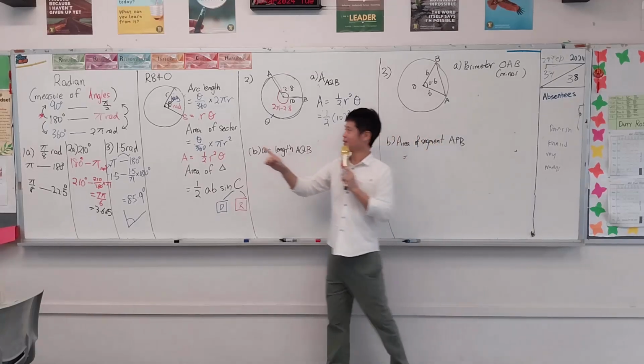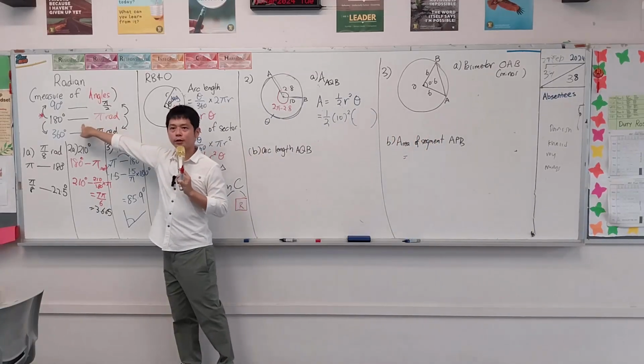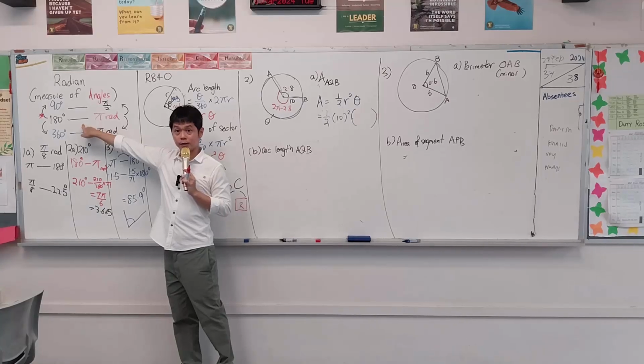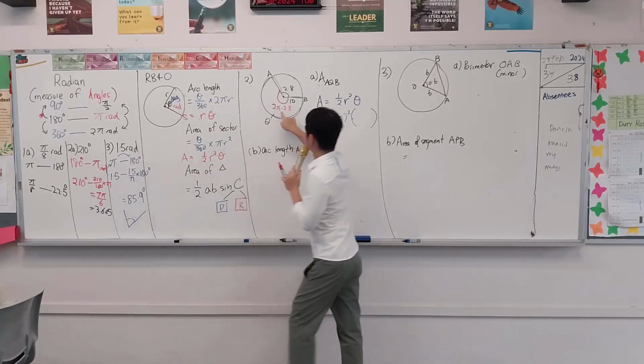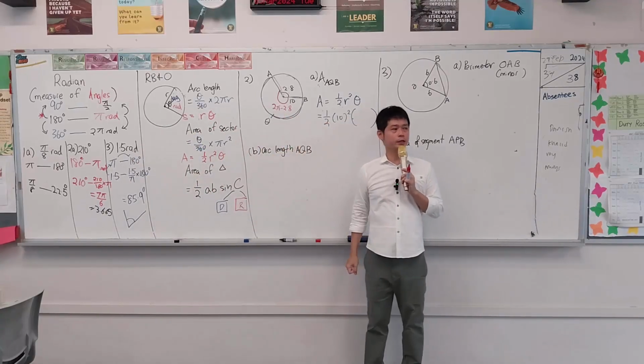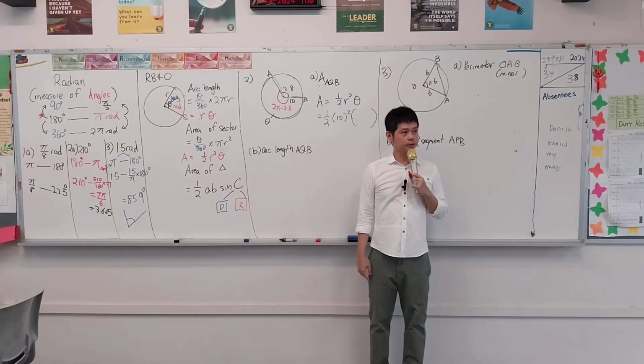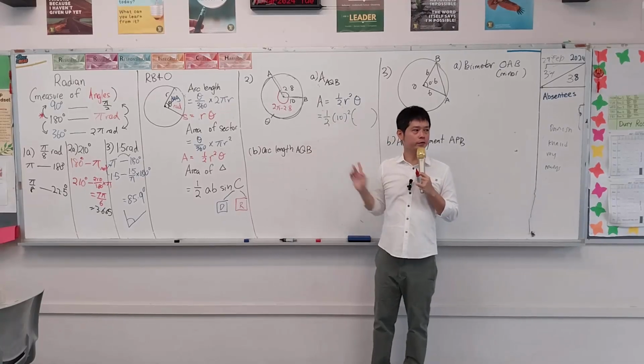I need you to memorize two things for today. Number one, 180 degree is pi radian. Highlight in your book somewhere. Second thing, 360 is 2 pi radian. That's all I need you to remember. The rest of the formulas on the formula sheet are all given.